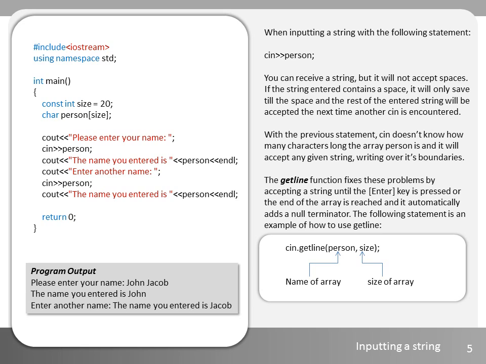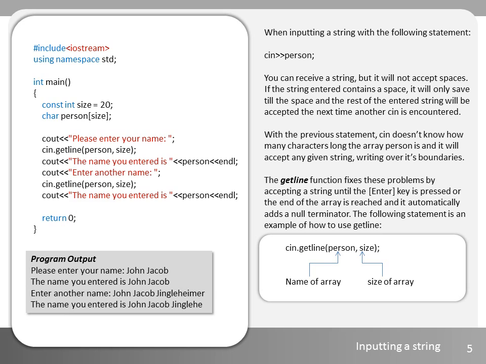With the previous statement, cin does not know how many characters are in the array person, and it will accept any given string, writing over its boundaries. The getline function fixes these problems by accepting a string until the enter key is pressed, or the end of the array is reached, and it automatically adds a null terminator. The following statement is an example of how to use getline.